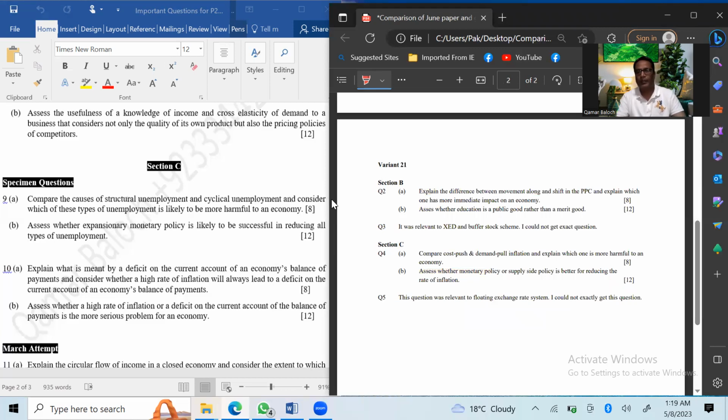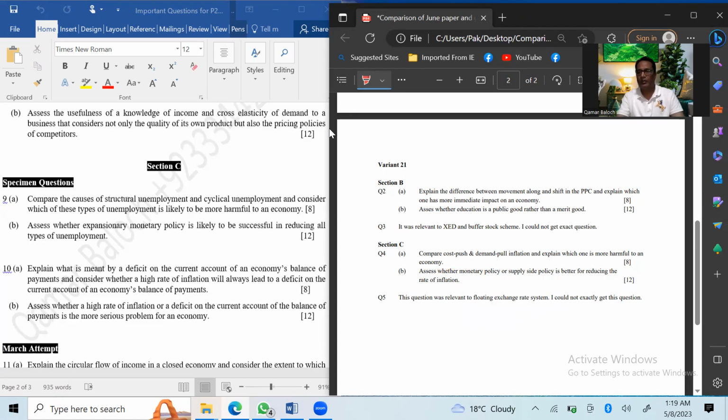It takes time. So variant 2.1, section B, part A was: explain the difference between movement along the same PPC and shift in PPC, and explain which one has more immediate impact on an economy. This question was more or less in the guess paper. Assess whether education is a public good rather than a merit good. This question was also in the guess paper.